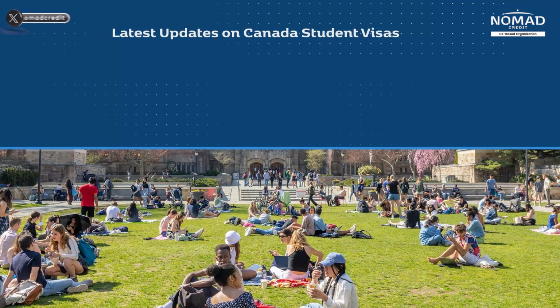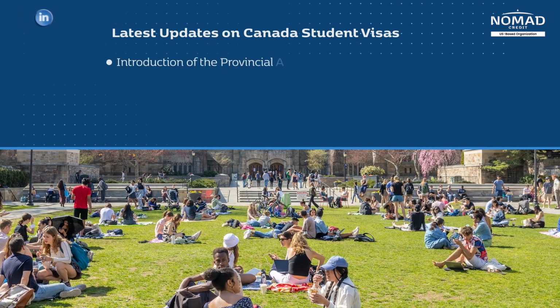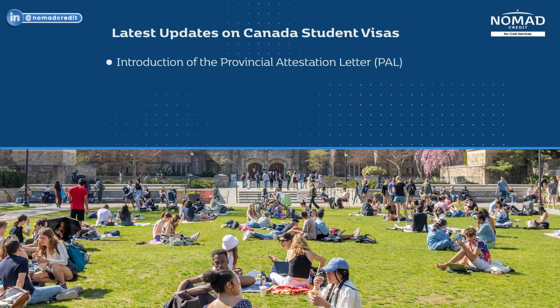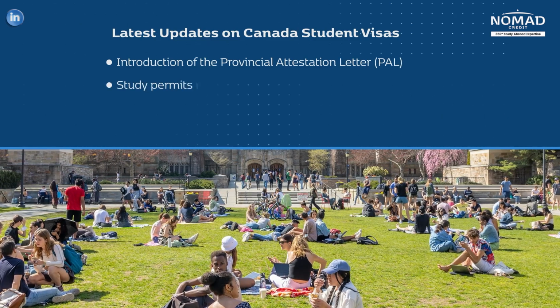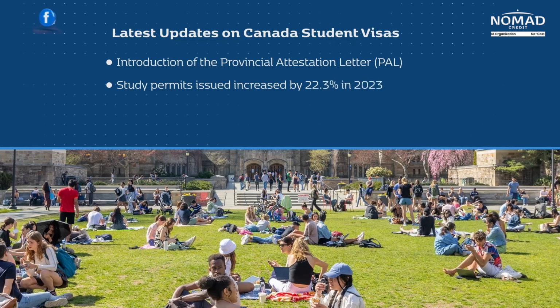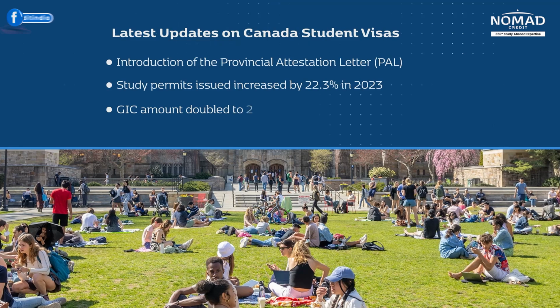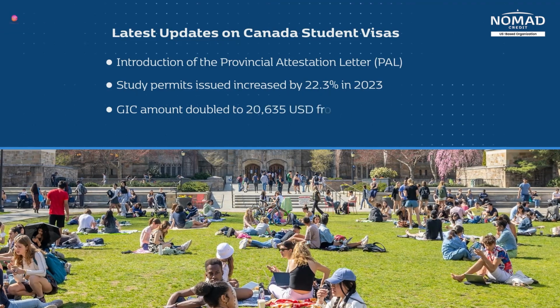Latest updates on Canada student visas. Introduction of the Provincial Attestation Letter, PAL. Study permits issued increased by 22.3% in 2023. GIC amount doubled to $20,635 from 2024.